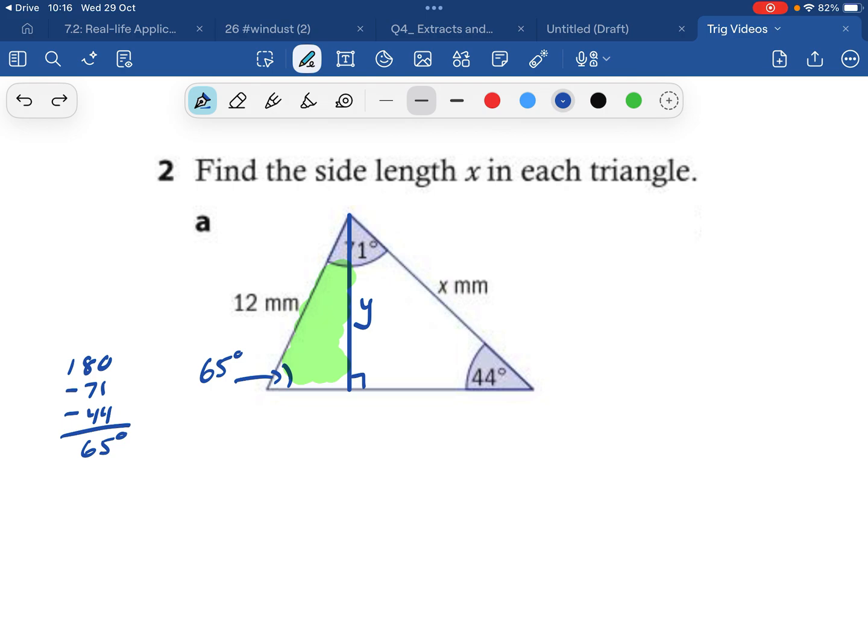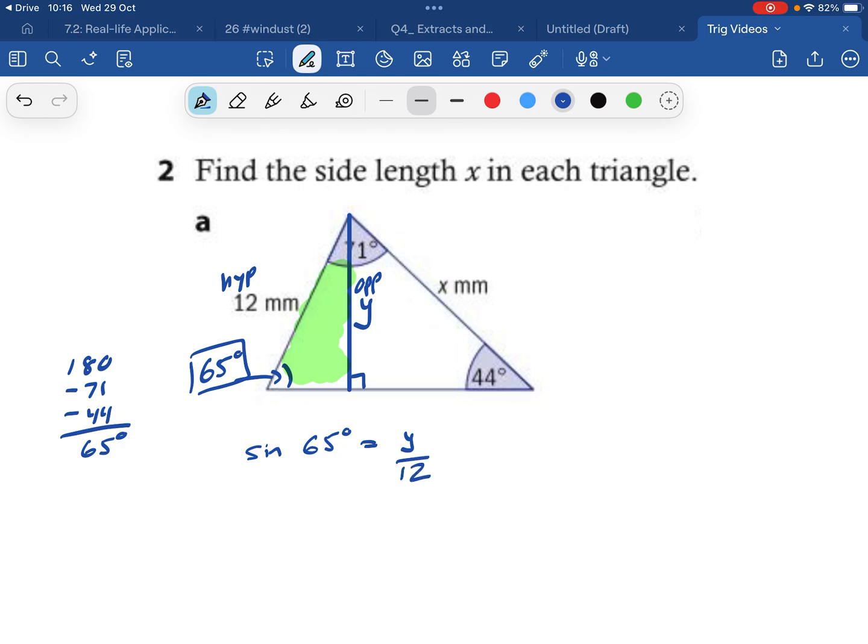Okay, so we know I'm going to use the 65 degrees as my reference angle. And that means that the 12 is going to be the hypotenuse, and that Y is going to be the opposite side. So the ratio that uses those two is sine. So the sine of 65 degrees is equal to opposite over hypotenuse, or Y over 12.